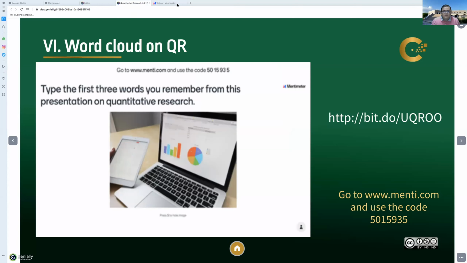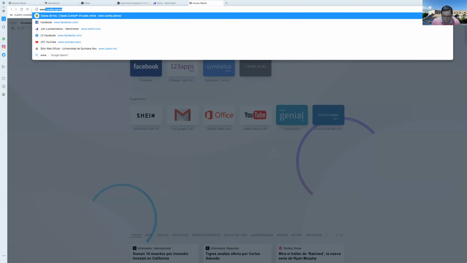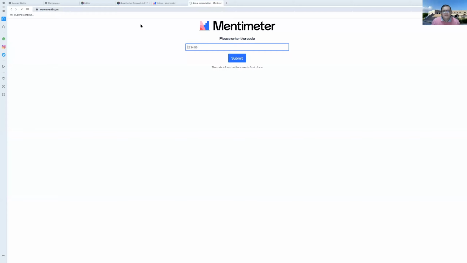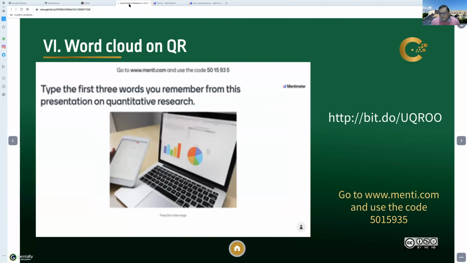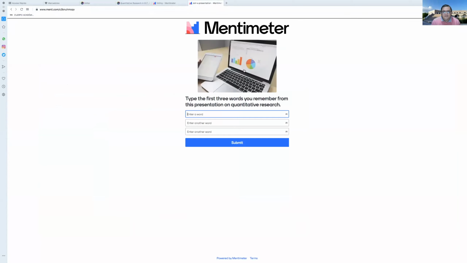So there are two ways to do that. I'm going to do it so that you can see it. menti.com. Yes, and you need to type the code 50-15-935, and submit. And you have the same site to complete the task. Just 3 words, no more.